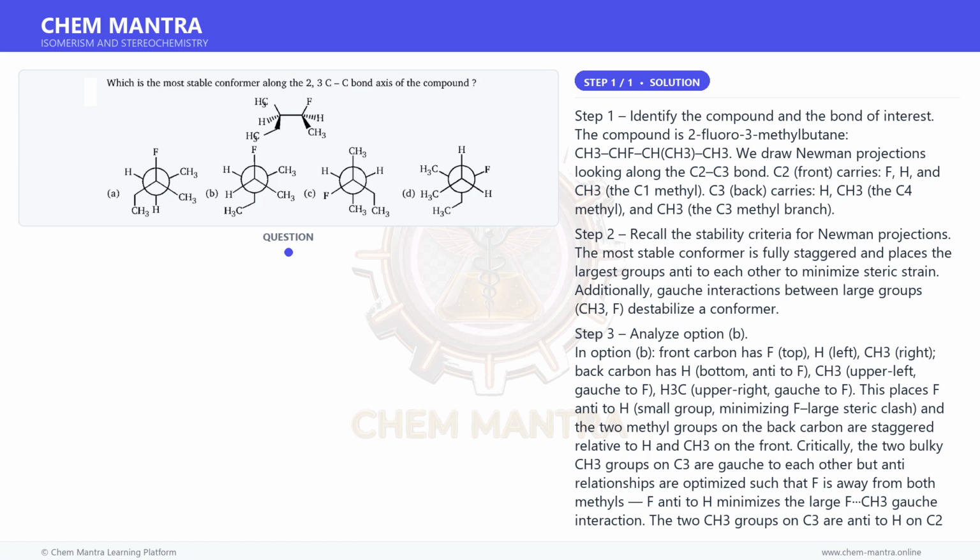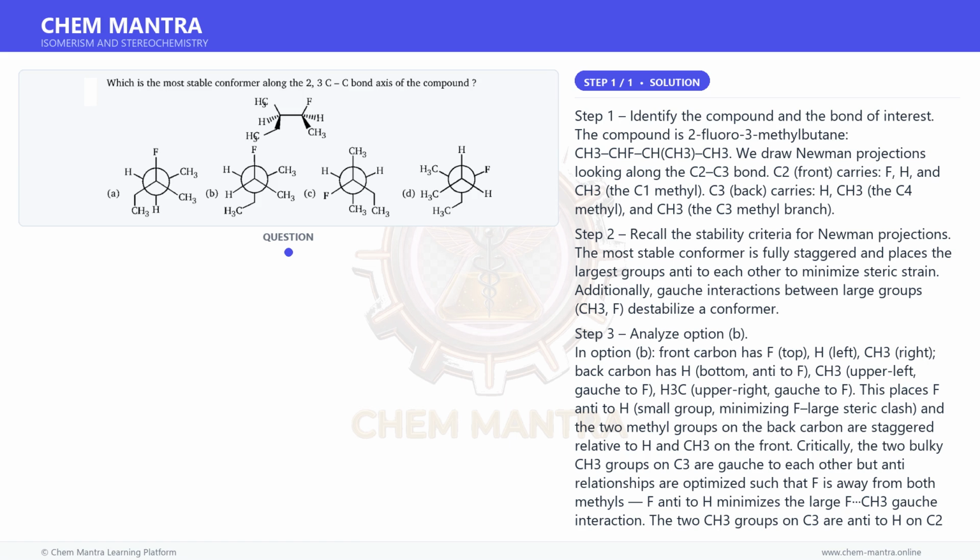Step 3. Analyze option B. In option B, the front carbon has F on top, H on the left, CH3 on the right. The back carbon has H at the bottom, anti to F, CH3 upper left, gauche to F, and H3C upper right, gauche to F. This places F anti to H, a small group, minimizing F and large steric clash, and the two methyl groups on the back carbon are staggered relative to H and CH3 on the front.